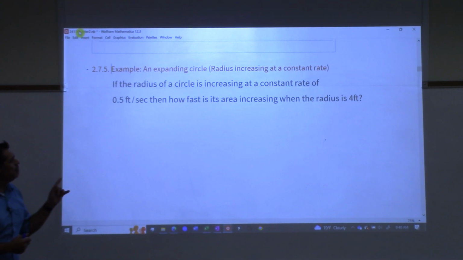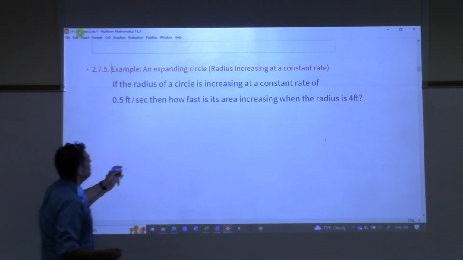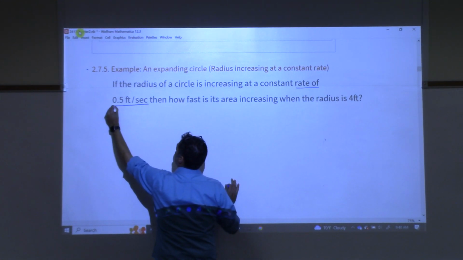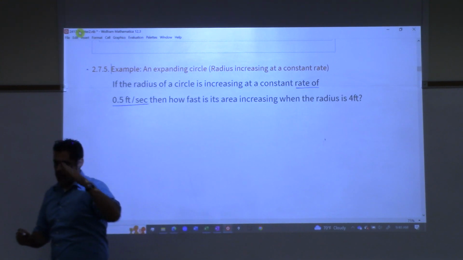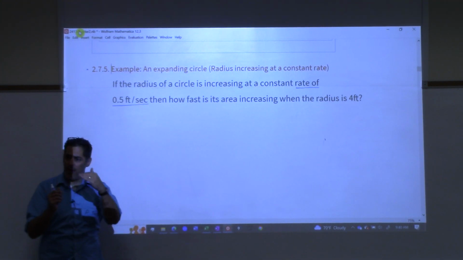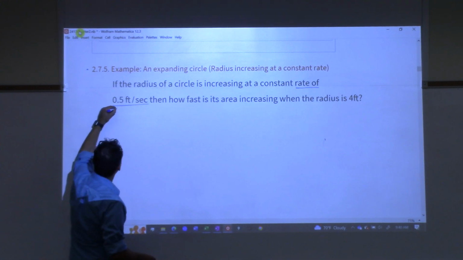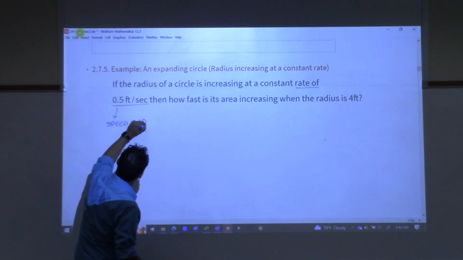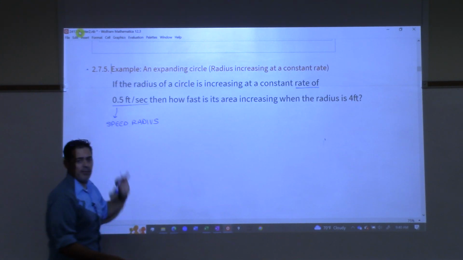All right, so in this problem, the radius is growing at a constant rate. Yes? Constant rate. And do you see that when we see the word rate here, they give us this right here, 0.5 feet per second. That right there is a speed, right? Think about when you drive down the road, 40 miles per hour. Miles per hour is distance over time, right? This is feet over seconds. That's a distance divided by time. So what they're giving you here is basically the speed of the radius, right? They're giving you the speed of a radius.